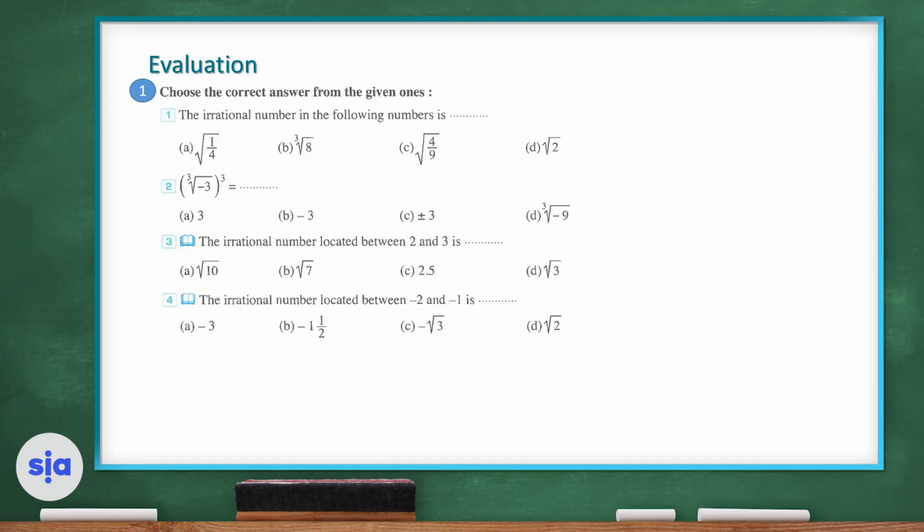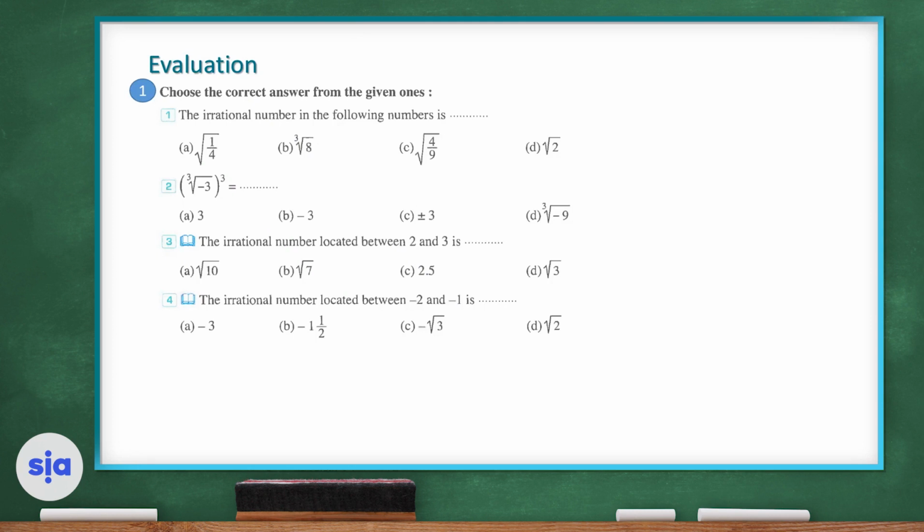Let's now move on to the evaluation part. And as I always tell you, when it comes to the evaluation part, please pause the video, try to answer the questions yourself, then play the video again to check your answers. In this part of the evaluation, the question is asking us to choose the correct answer. Let's now see question number 1.